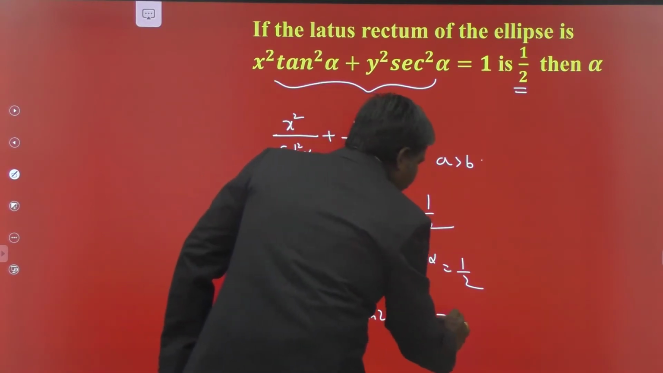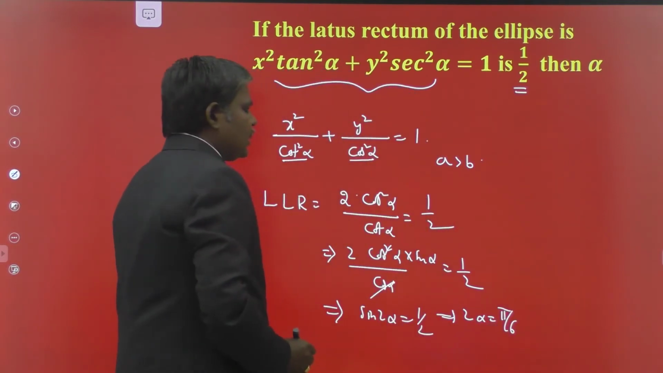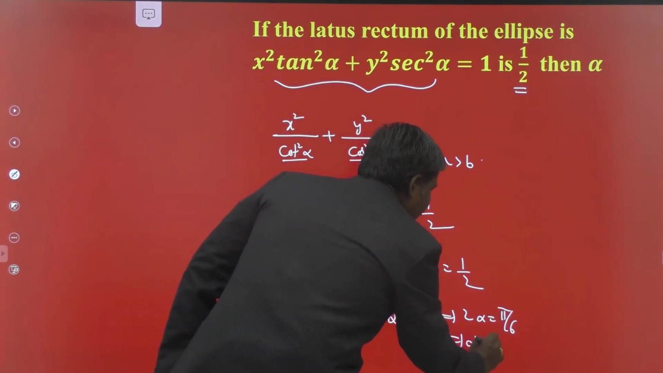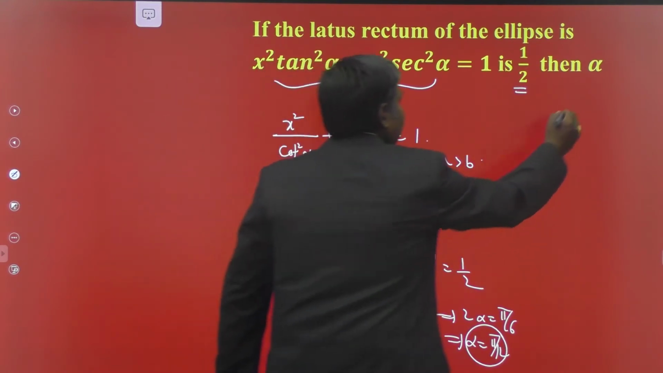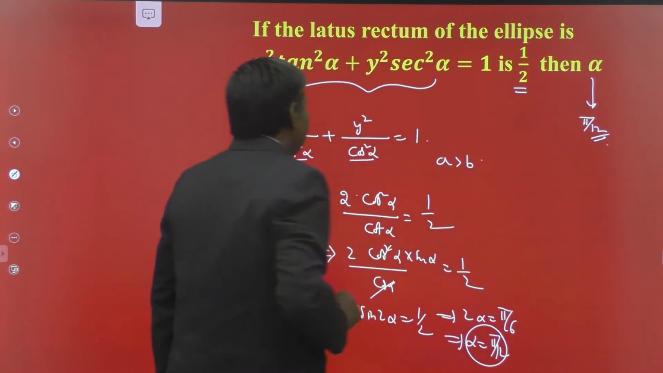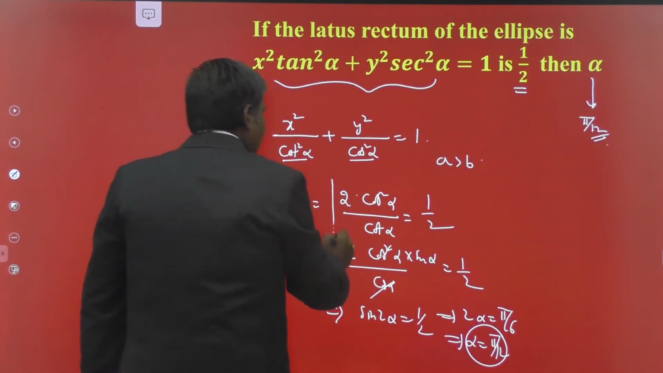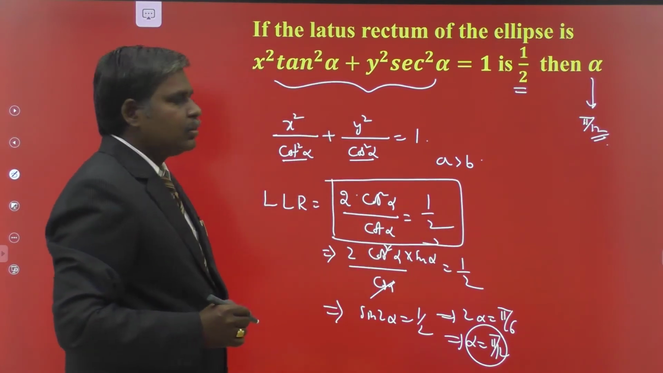We mean 2 alpha is equal to pi by 6, 30 degrees. Sin 30 degrees is equal to 1 by 2. So clearly you can write alpha as pi by 12. So your alpha is what, my dears? Pi by 12. Very simple question. Just by equating the length of the latus rectum to half, you get the required answer. Understand? Next one.